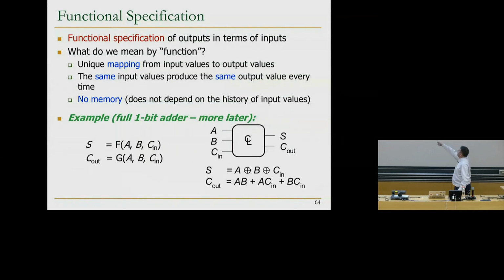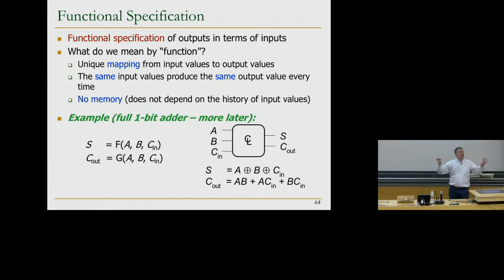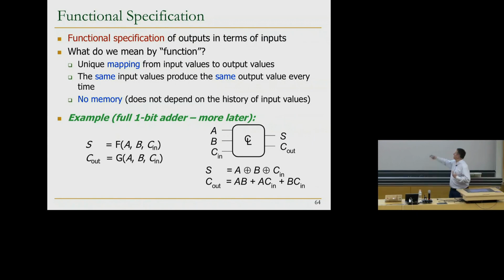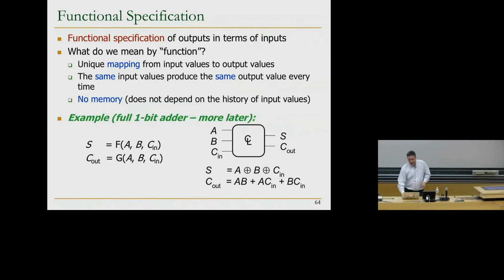So we are going to say, I have a set of inputs, I have a set of outputs. For every output, for example, I have S and C out. And for S, I say I have a function of A, B, and C in. I have a second function that determines the second output. And then somehow we are going to write these, at the moment, strange-looking, mysterious things. A and B, or A and C in, or B and C in.